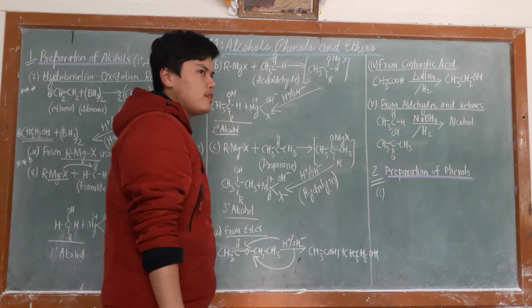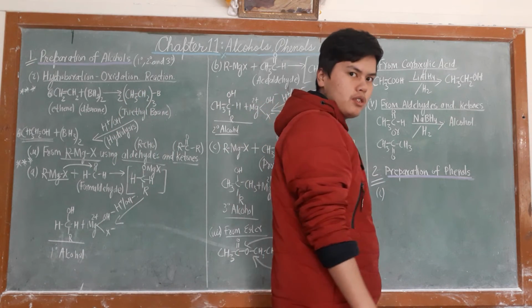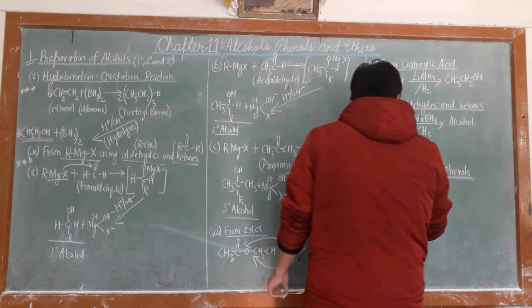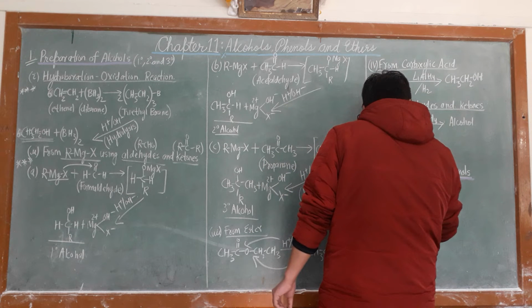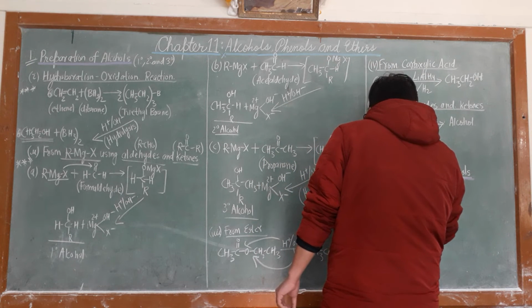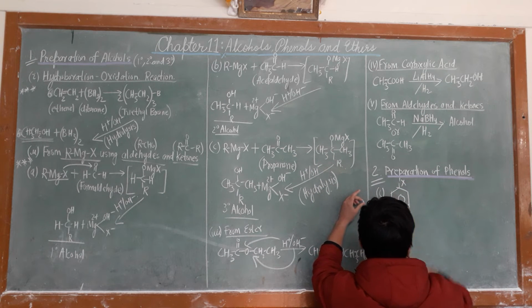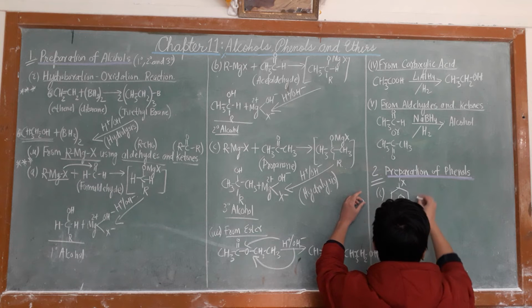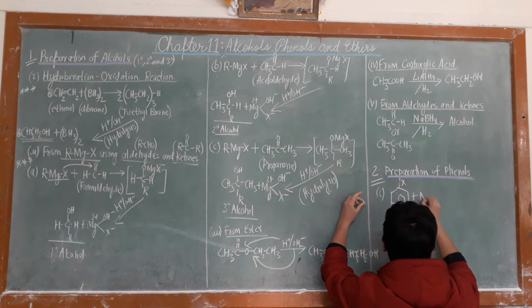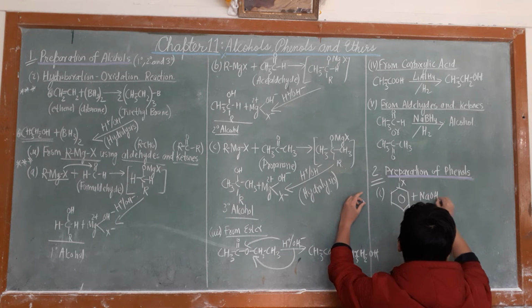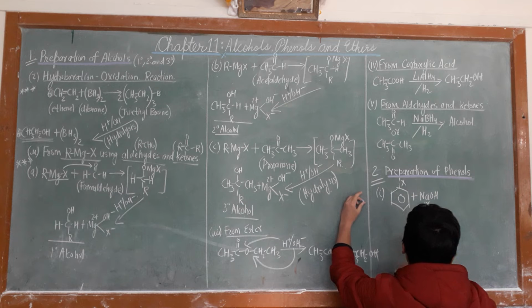Okay, preparation of phenols by Dow's process. Dow's process is not too much. So we can see chlorobenzene, halobenzene. You want to react it. We react it with NaOH or KOH, aqueous.